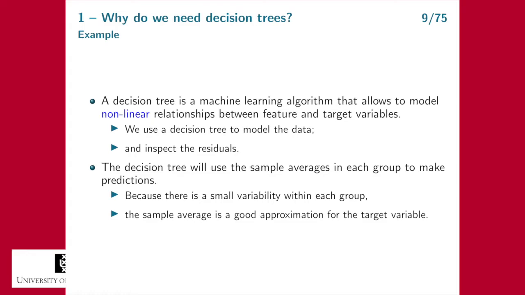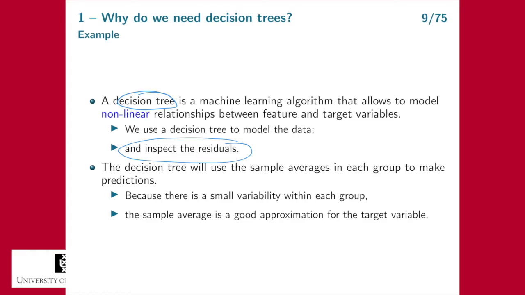Since the data is not linear or not entirely linear, we will switch from the linear model to a decision tree. So a decision tree is a machine learning algorithm that allows to model nonlinear relationships between the feature and the target variables. So what I will do first is I will just apply that decision tree on our data, and then we look at the residuals. And then we want to see that the residuals show less patterns compared to the residuals of the linear model, meaning that the decision tree is better to explain what happens in the data. Then later on in the next video, we will discuss in detail what is a decision tree.